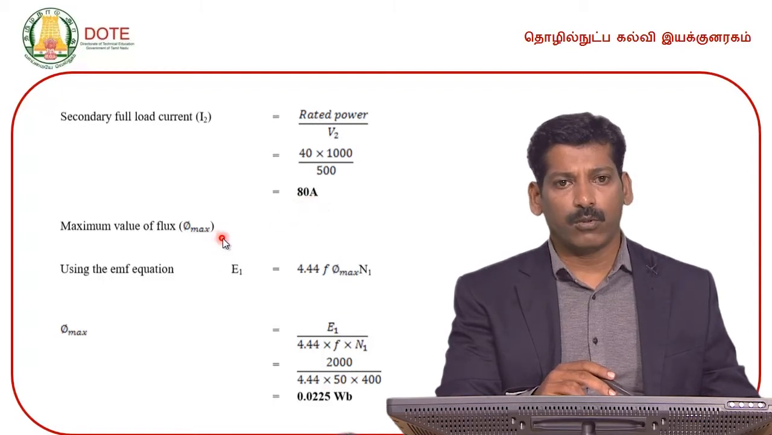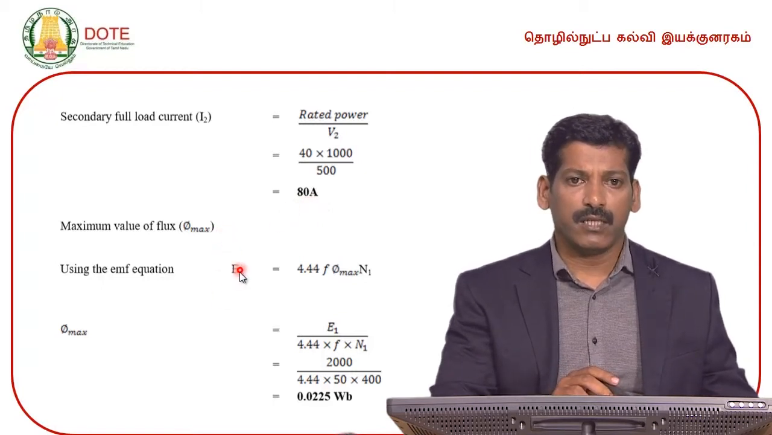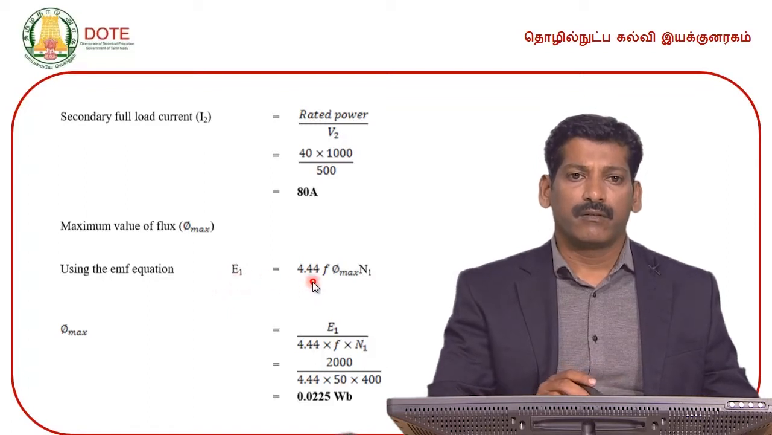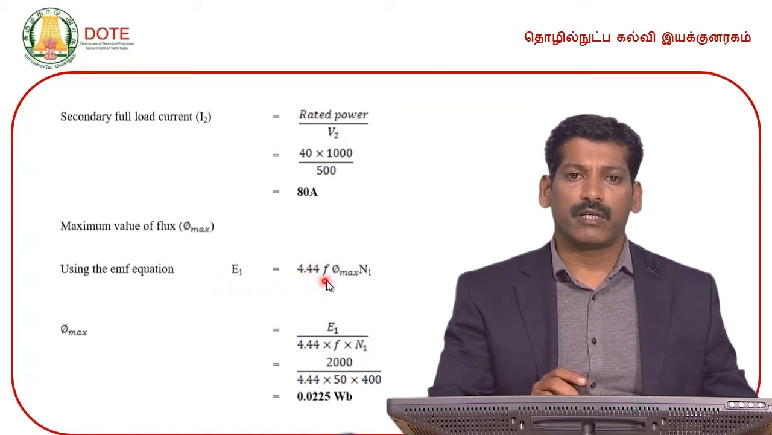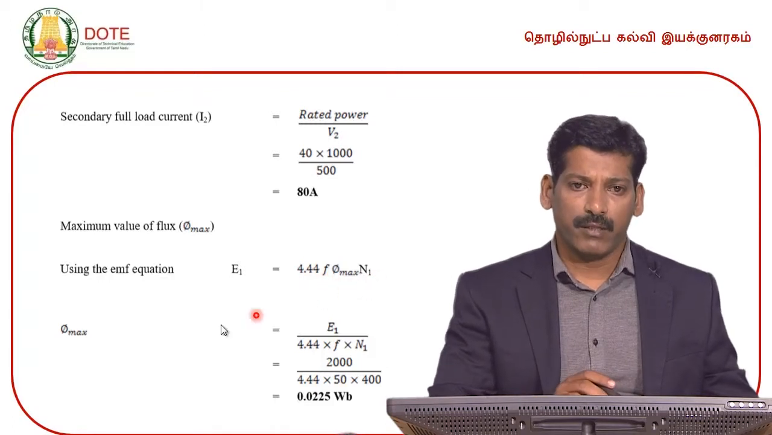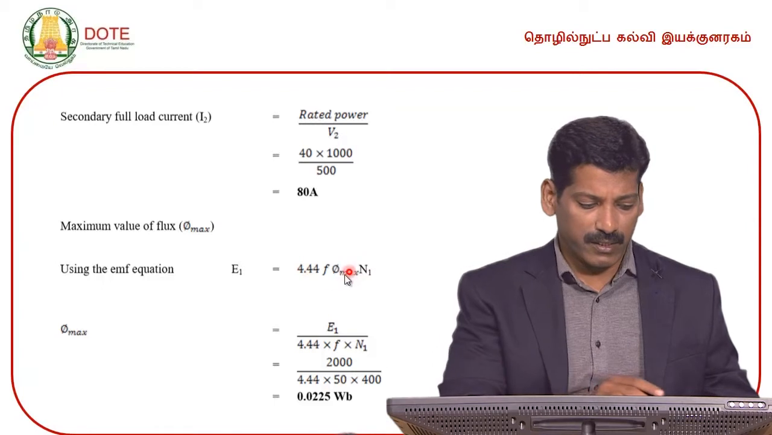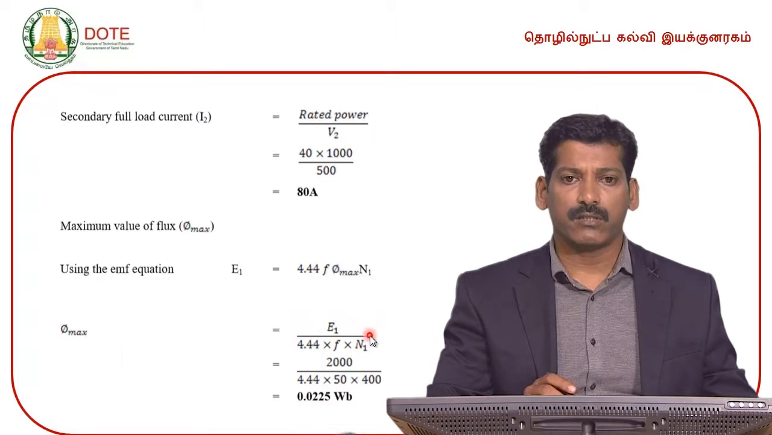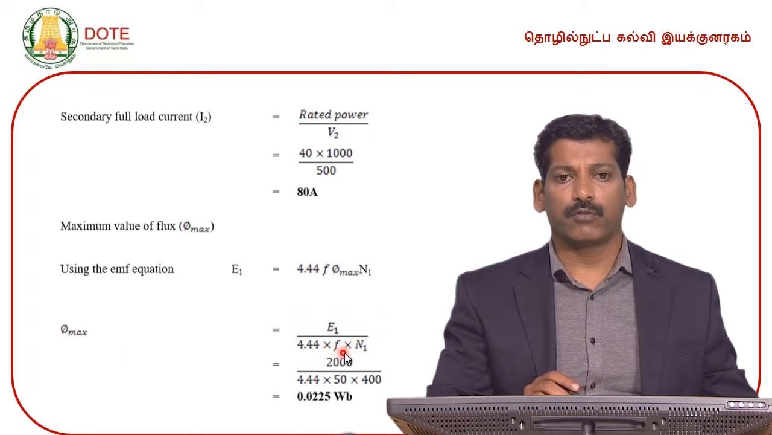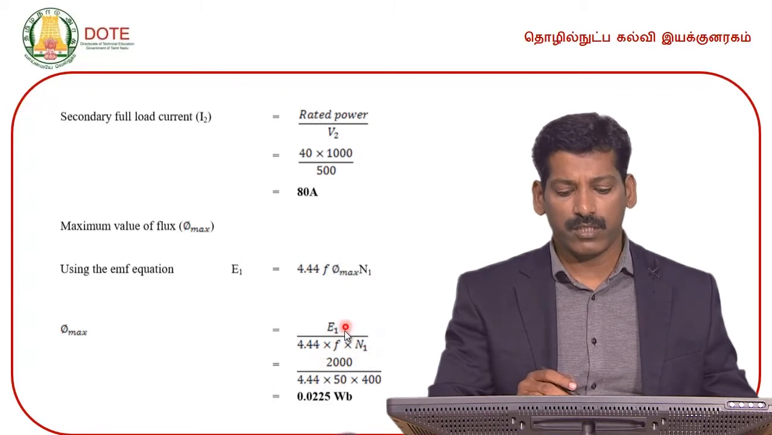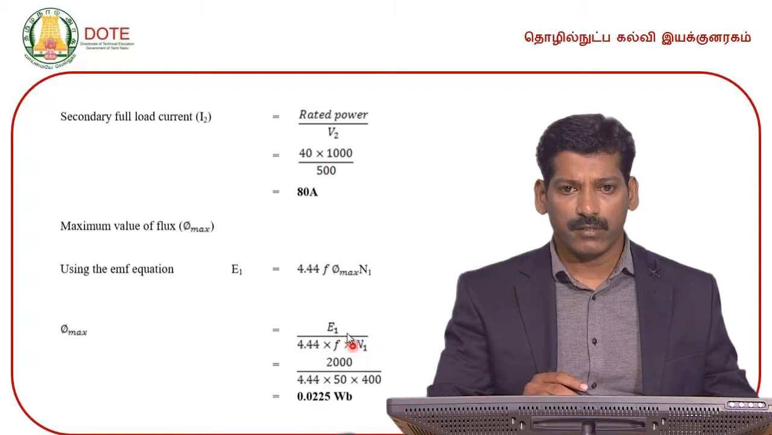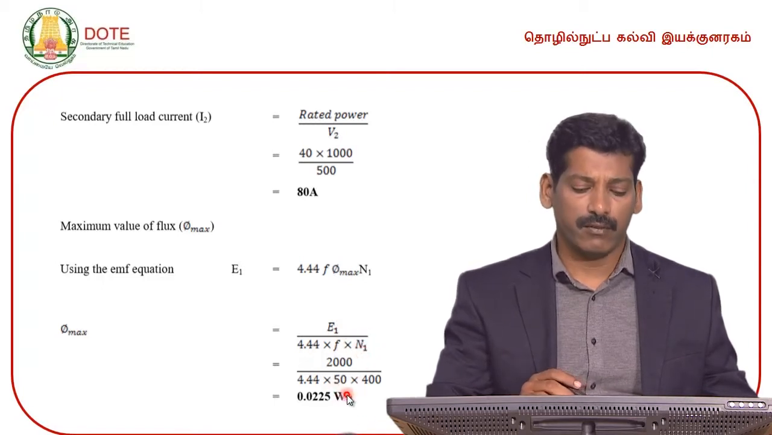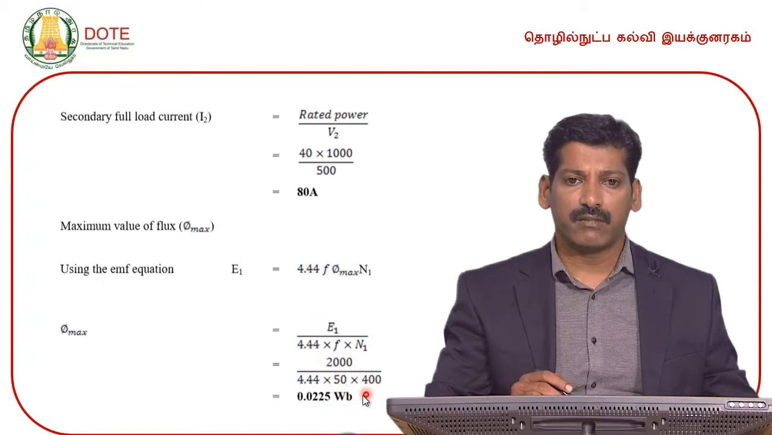Then the maximum value of flux phi max. Using the EMF equation, E1 is equal to 4.44 f phi max N1. You can segregate phi max on the left hand side and the remaining parameters on the right hand side in the EMF equation to get phi max equal to E1 divided by 4.44 f N1. All these values, E1 is known, frequency is known, and the number of turns in the primary is known. Substituting and upon simplifying, you get phi max, that is the magnetic flux, is equal to 0.0225 Weber.